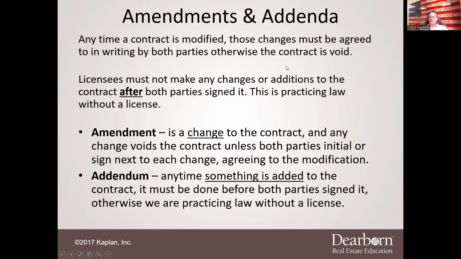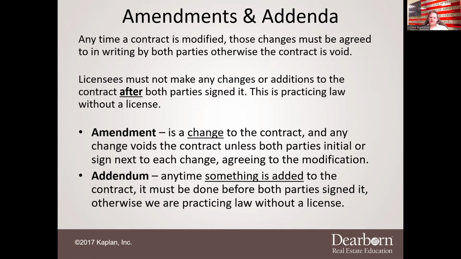So anytime a contract's modified or you make any changes to it, it must be agreed to by all parties in writing. Otherwise, you just voided the contract. Licensees must not make any changes or additions to a contract after both parties signed it, because that would be practicing law without a license.